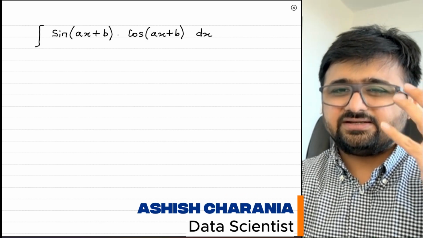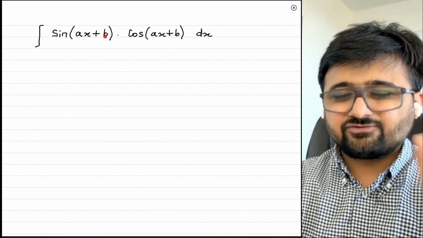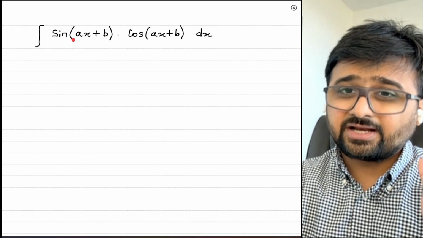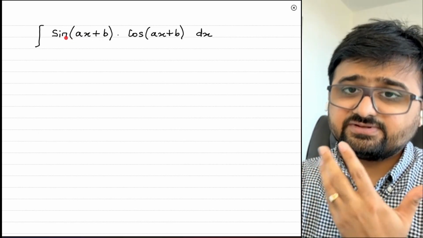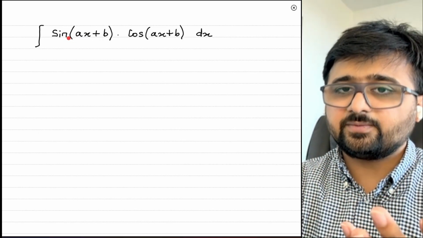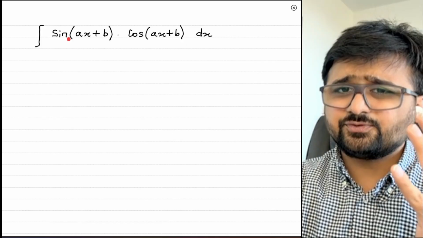Let us see how to integrate this trigonometric function. It might look scary at first, but it's actually not. There are actually a couple of ways to integrate this. One is with u substitution and another is with trigonometric simplification. In this video, let's focus on u substitution.